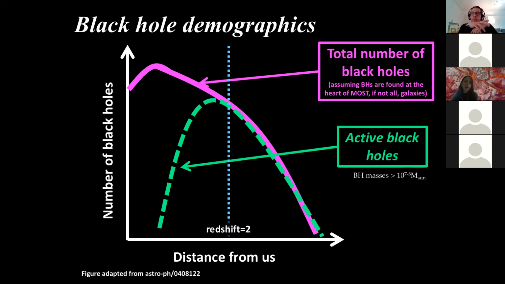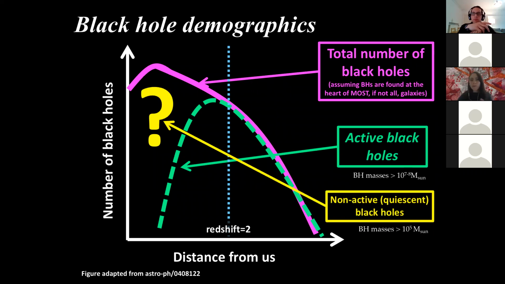However, models of black hole evolution suggest that there should exist a large number of these quiescent or quiet supermassive black holes, in which gas accretion will occur at a significantly slower rate. And as such, this population of quiescent or non-active black holes may be able to explain the discrepancy in our observations of why we don't see as many active black holes at redshifts closest to us.